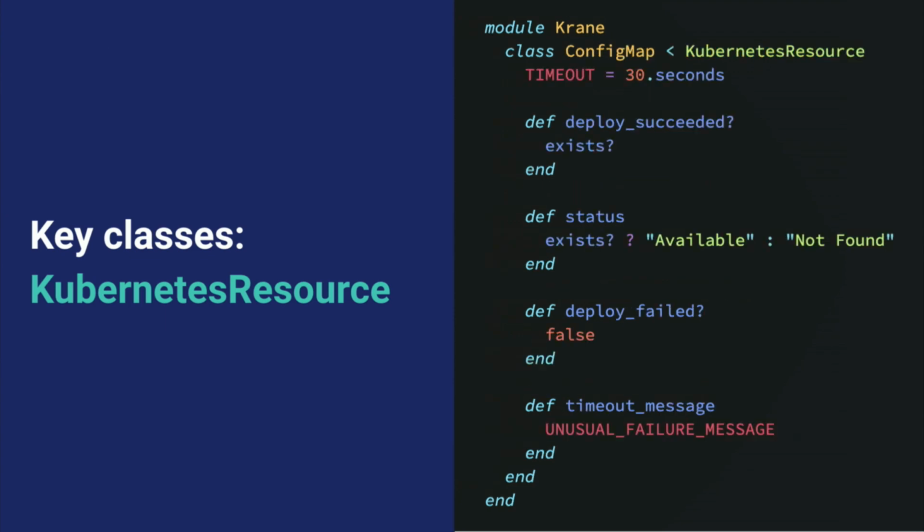So here's a real example of one of the Kubernetes resource classes. This is actually the entirety of the config map class. Configuration objects are the simplest ones to implement because success for them just means that they were accepted by the API server and they're available for consumption. So you can see here that the deploy succeeded for a config map is just confirming that last time we looked, yes, this actually existed. And you can also notice that for deploy failed, we don't have any known deploy failure states for this kind.